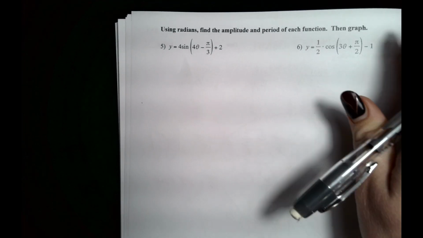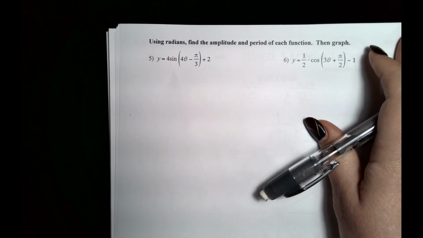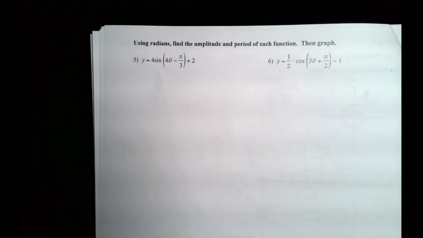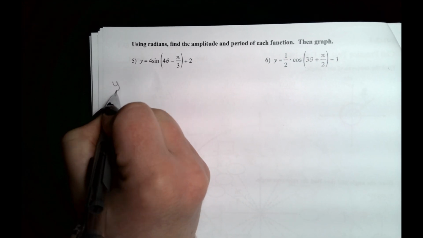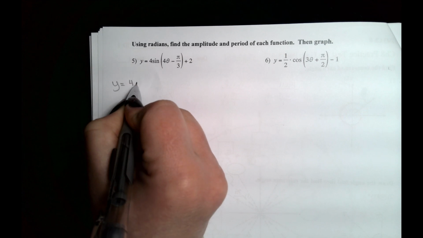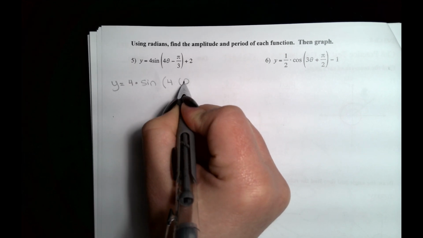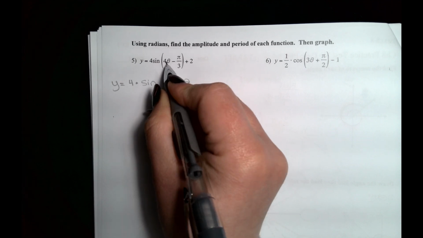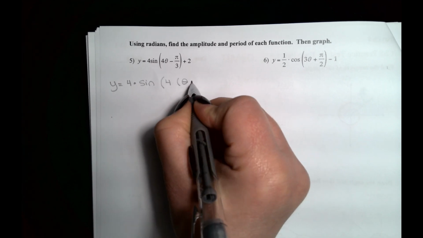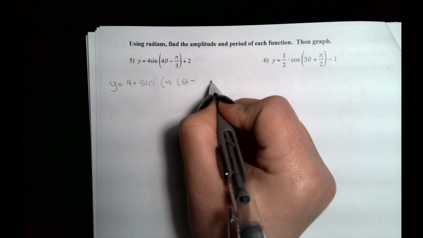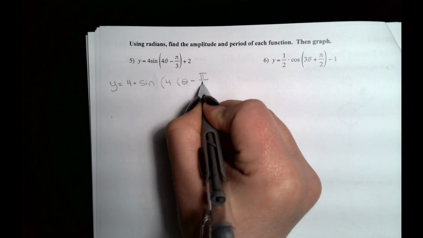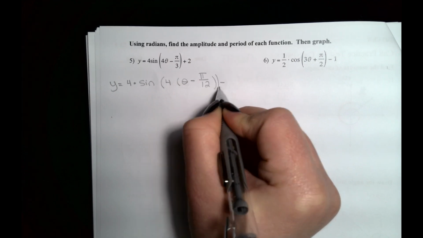It says using radians, find the amplitude and period of each function, then graph. We are going to be asking you to graph something like that. Step number 1 is y is equal to 4 times sine. You need to factor out that 4. Again, the trick is you're going to multiply by the reciprocal. So if I see 4, I'm going to multiply this value by 1/4, gives me pi 12ths plus 2.